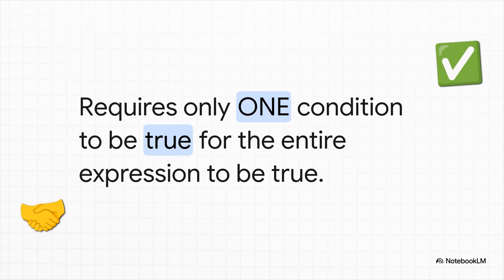You write it with 2 of those vertical pipe symbols. For OR, you only need one of the conditions to be true to open the gate. As long as at least one part of your expression is true, the whole thing becomes true.